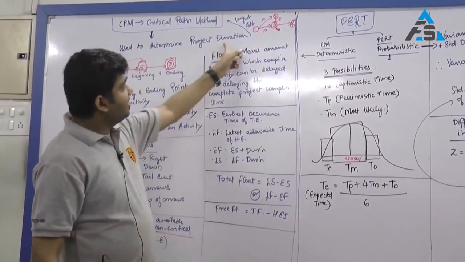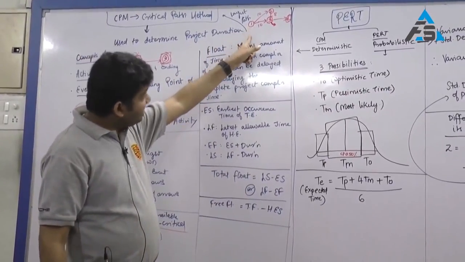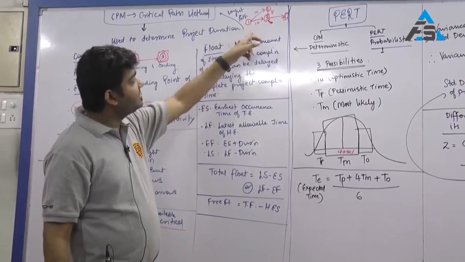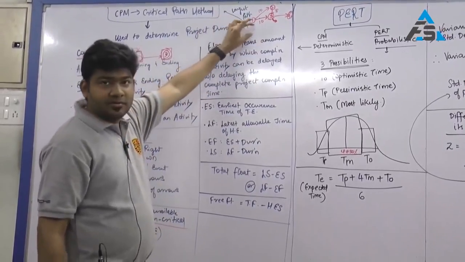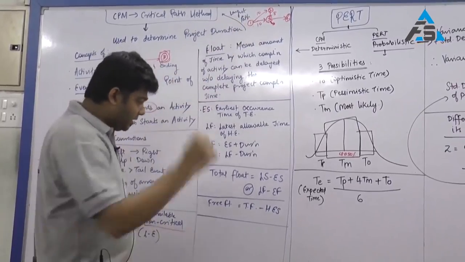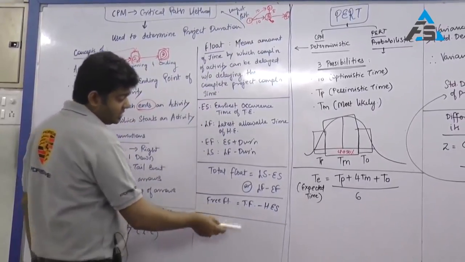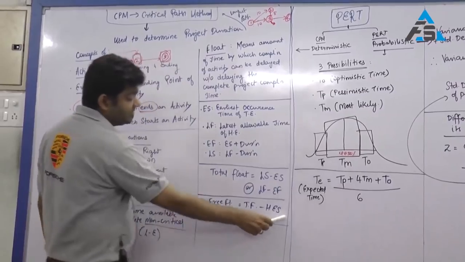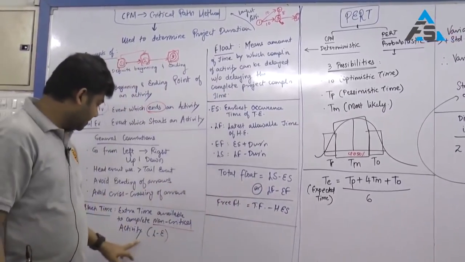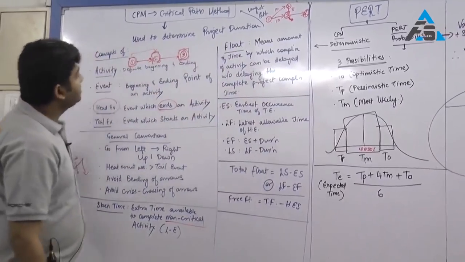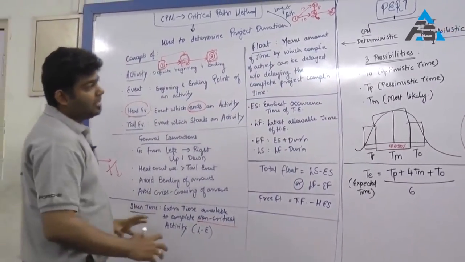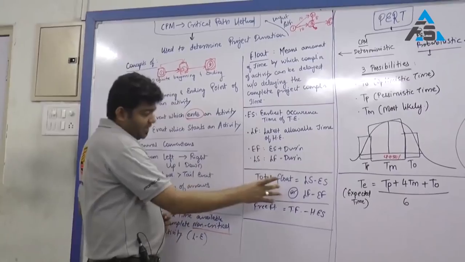So if there is a critical activity, every event will have its E and L. Those events on the critical path will always have the same E and L internally. Next is free float, which is nothing but total float minus head event slack. Slack is nothing but the difference of L and E. So this is your CPM, critical path method, more based on the formulas.